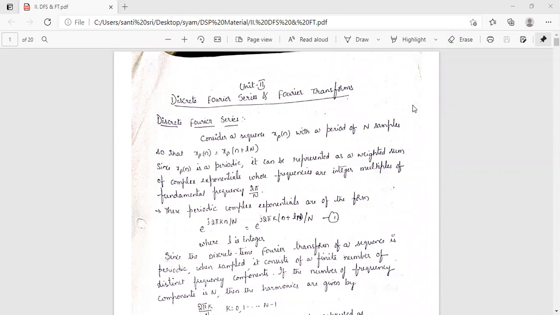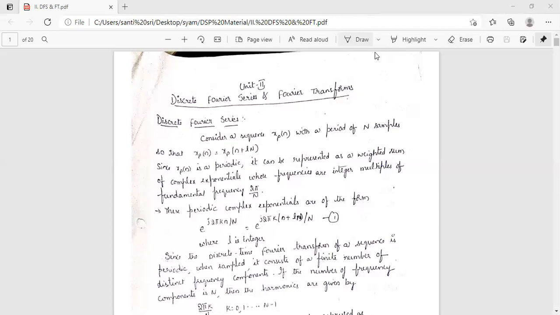In the last classes we already discussed these topics: discrete Fourier series and discrete Fourier transforms. Just to rewind, discrete Fourier series and discrete Fourier transforms.